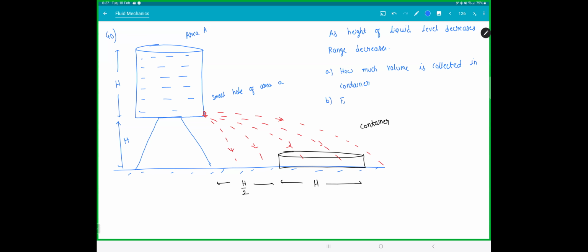Second one, find the height of the liquid at time t. Meaning after some time, the diagram would become like this. The liquid is only till here. So I wanted to find this as a function of time t. The hole is small, but the area is given. But it is mentioned it is small, so you can use root 2gh.